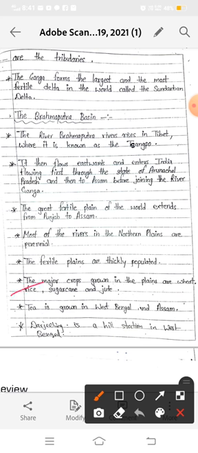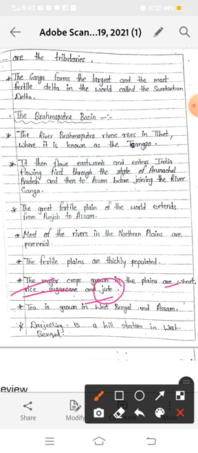Now the major crops. As you know, this area is very suitable for agriculture. So the major crops of this region are wheat, rice, sugarcane and jute. Jute mostly grows in West Bengal, where we have the Sundarban Delta in the northern plains, which is the world's largest delta.